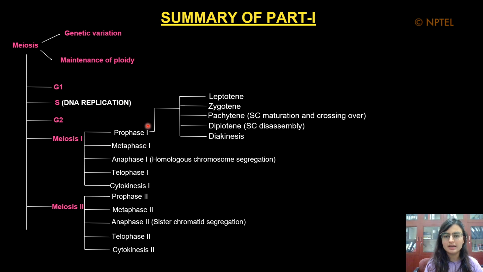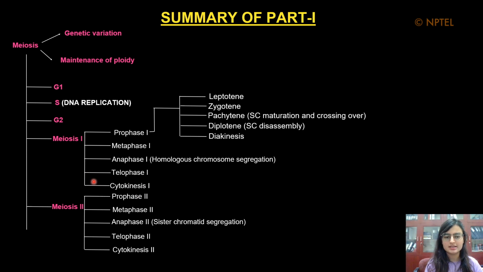During prophase 1 in meiosis 1, which is subdivided into 5 different stages, in the pachytene stage, the homologous chromosomes pair to form the synaptonemal complex, and during the pachytene stage, crossing over or homologous recombination occurs. During the diplotene stage, the synaptonemal complex disassembles, which is followed by anaphase 1, where the homologous chromosome segregation occurs and the number of chromosomes is reduced to half.